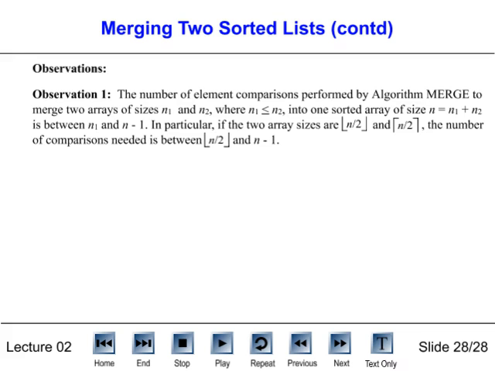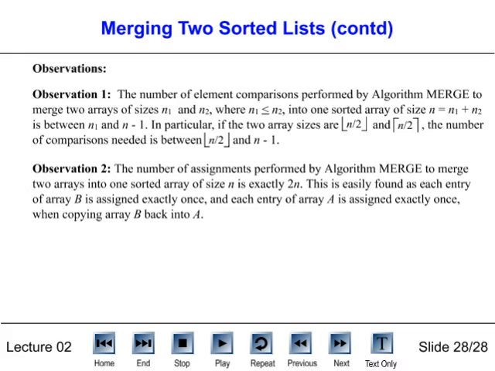In particular, if the two array sizes are floor of n divided by 2 and ceiling of n divided by 2, the number of comparisons needed is between the floor of n divided by 2 and n minus 1.